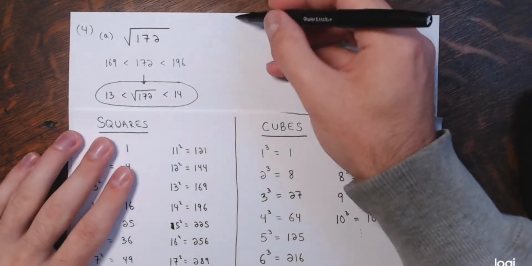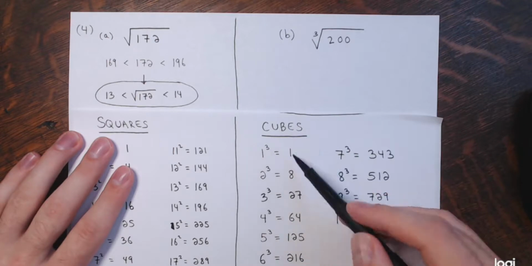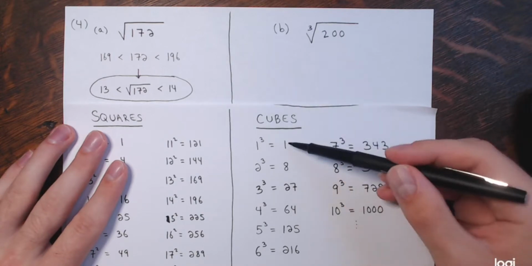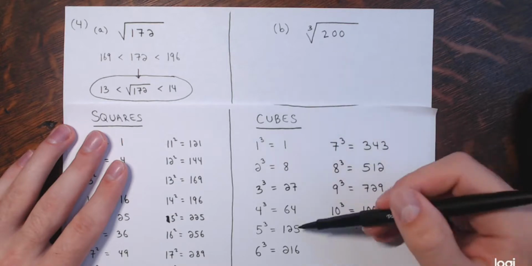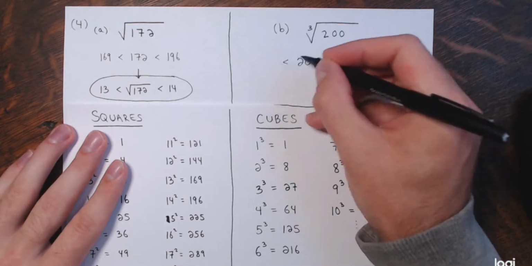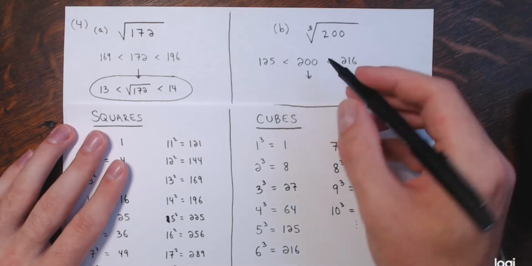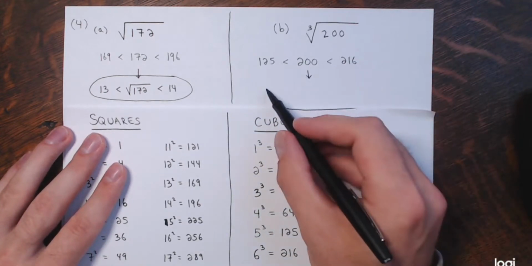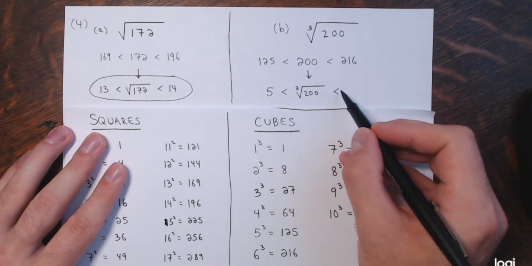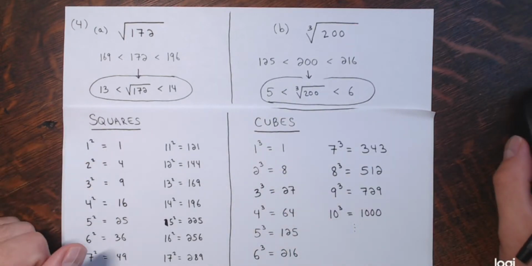Right, and then once again, in part B, we have a cube root. So cube root means I'm looking at cubes. Right? Now the radicand is 200. Looking at all these cubes, 200 falls between 125 and 216, falls between 5 cubed and 6 cubed. Right, 200 is between 5 cubed, 125, and 6 cubed, 216. So we can make the same comparison with their cube roots. 5 is less than the cube root of 200, and at the same time the cube root of 200 is less than 6. So the cube root of 200 would be between 5 and 6.